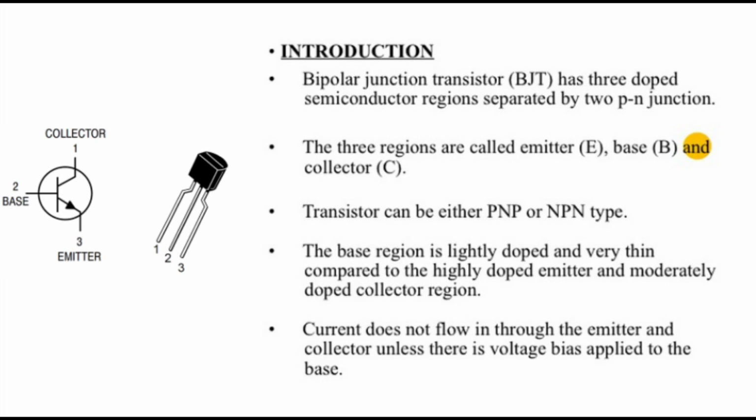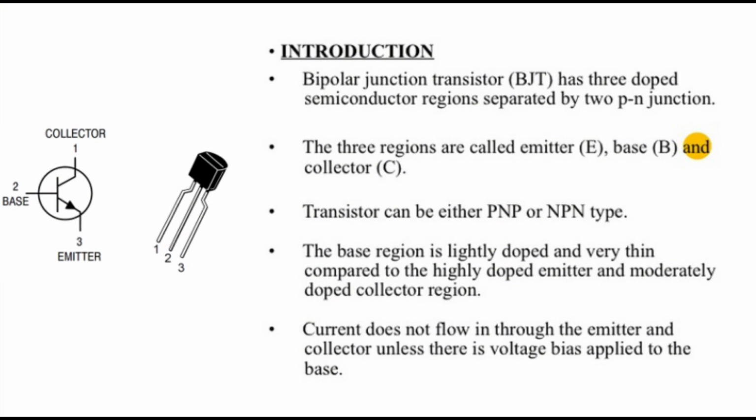Now I'm gonna explain about bipolar junction transistor, which is BJT. So, bipolar junction transistor BJT has 3 doped semiconductor regions separated by 2 PN junctions. The 3 regions are called emitter, base and collector. Transistor can be either PNP or NPN type.